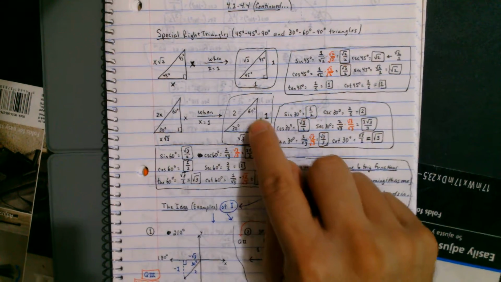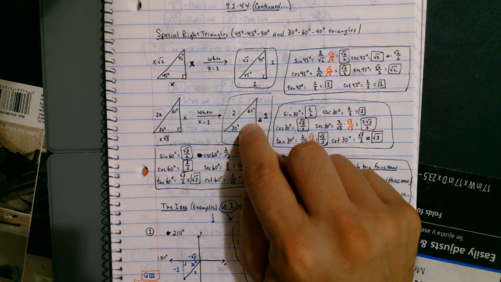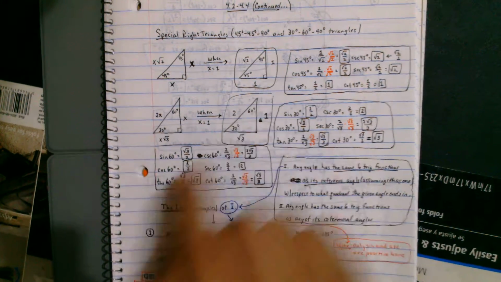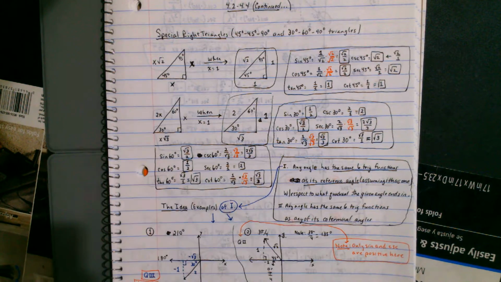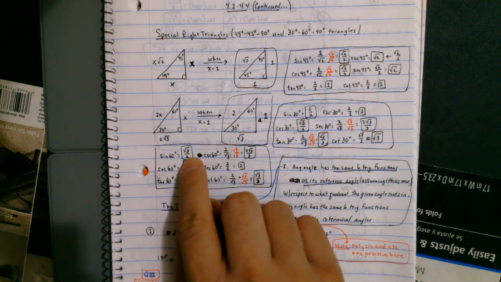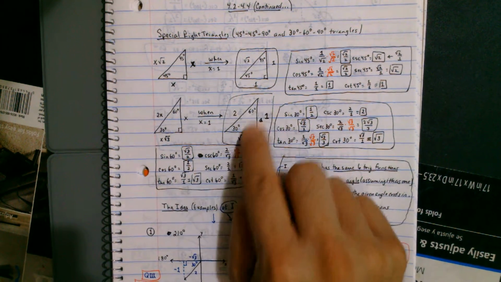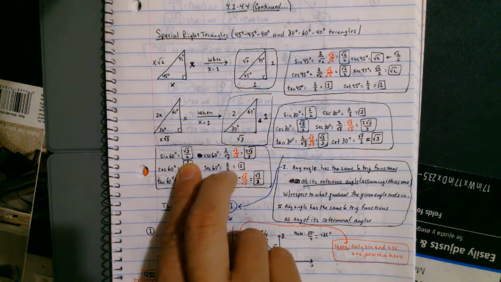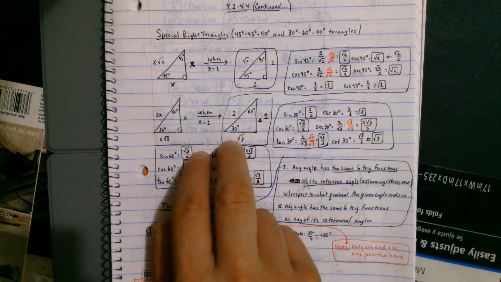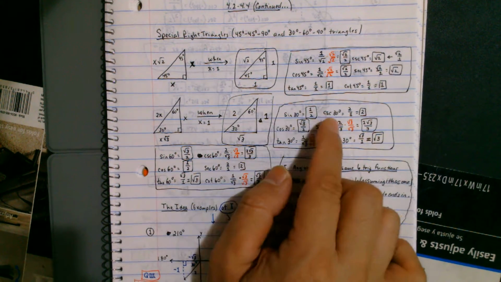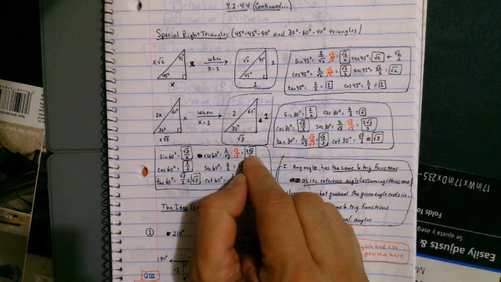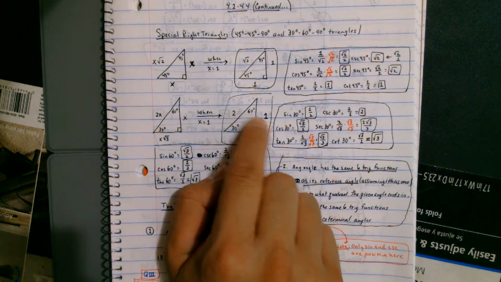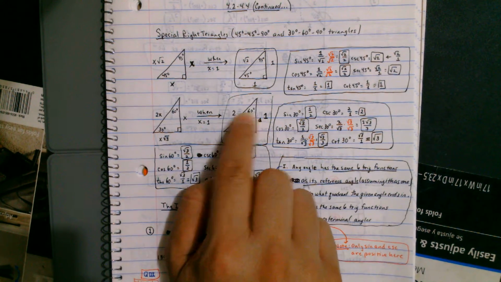Now 60. If this is 60, then its opposite side is the square root of 3, its adjacent side is 1, and the hypotenuse is 2. So looking at this, opposite over hypotenuse, sine, square root of 3 over 2. Cosecant is the reciprocal of that, or 2 over the square root of 3. So we fix it up like we did these other ones, and we get 2 square root of 3 over 3. Cosine of 60, CAH, adjacent over hypotenuse, 1/2.